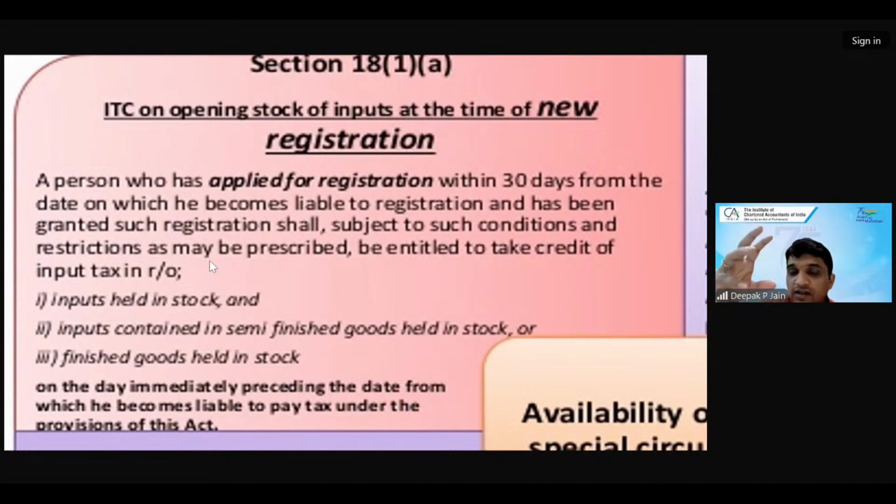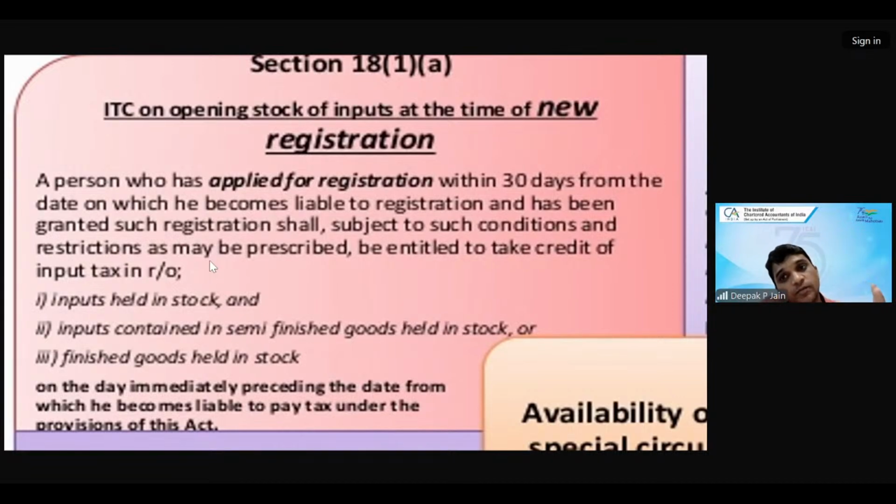That stock he will have to give the details. What all stock can he take credit of? Inputs, that is raw materials. Raw materials, then other inputs which are coming in semi-finished goods, which is in process. Work in process stock, that also he can claim. And finished goods, even on that, whatever are the raw materials on which credit is there, he can do the costing and claim credit on all of these three.